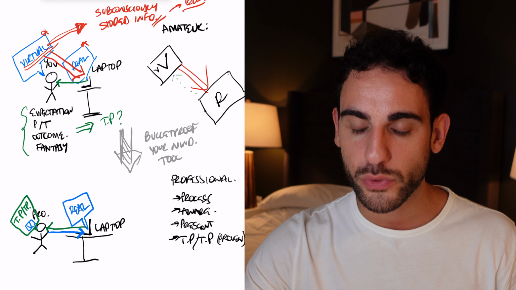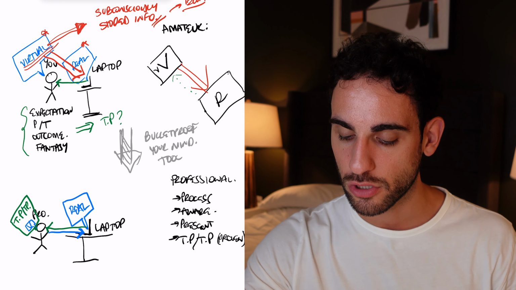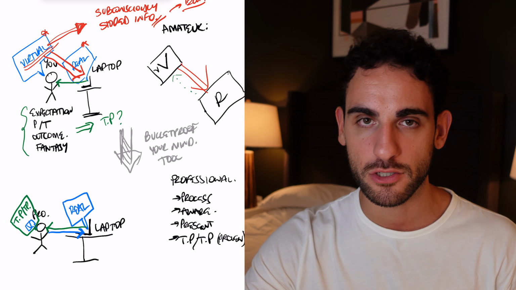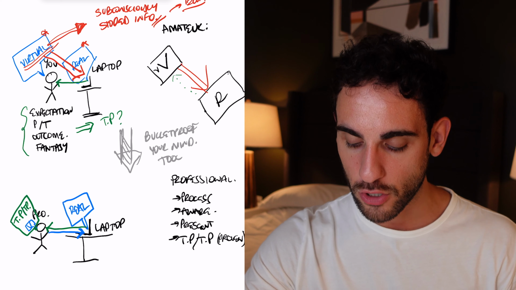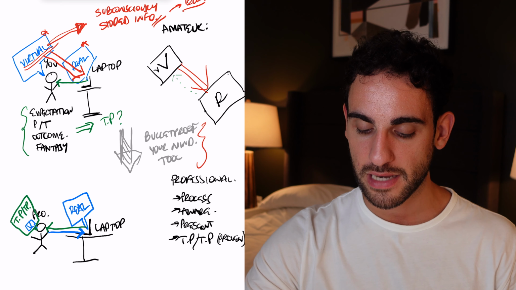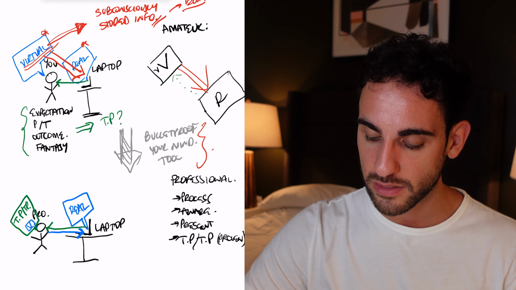But hopefully this gives you an understanding of what's happening in your mind before you take a particular position. What separates the amateur from the professional? What you can do to help transition and go from outcome-based thinking to process-based thinking using the Bulletproof Your Mindset tool.